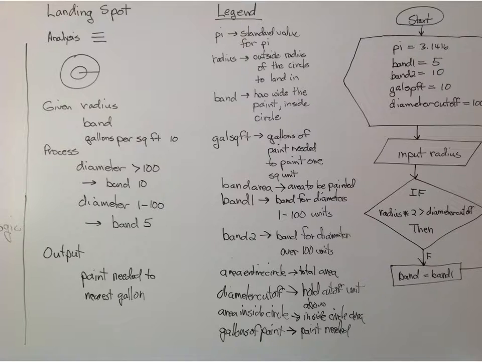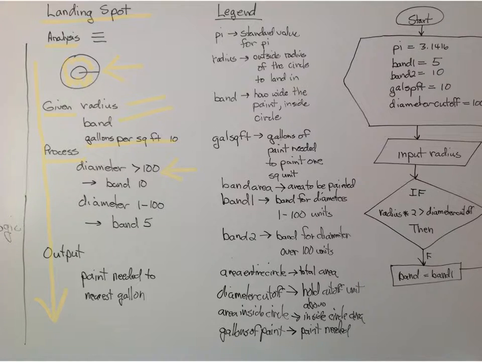Alright, I'm not going to go through all the details here, but here's what we did. We talked about analysis. This is landing spot. The problem has to do with landing spot. And so we went through these particular steps, right? We were given the radius, a band. We're going to paint this band around here. Gallons of paint. And then for the process we added some information.